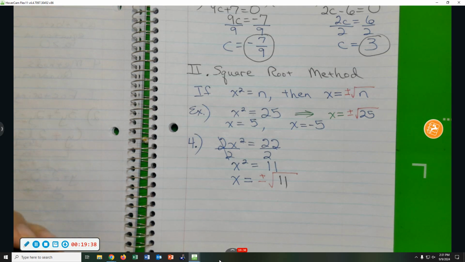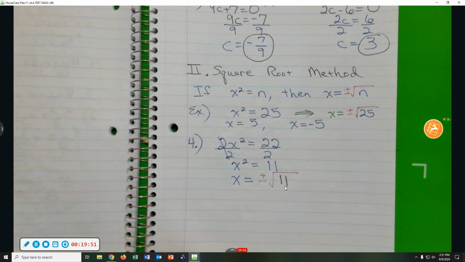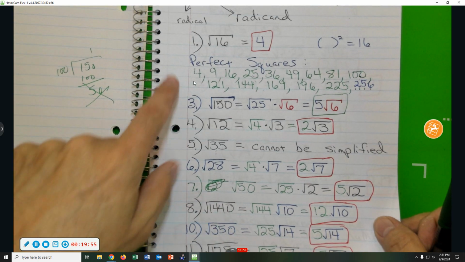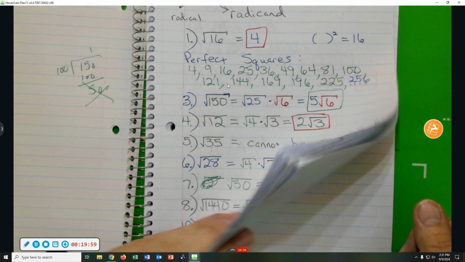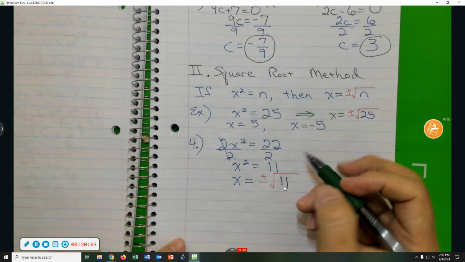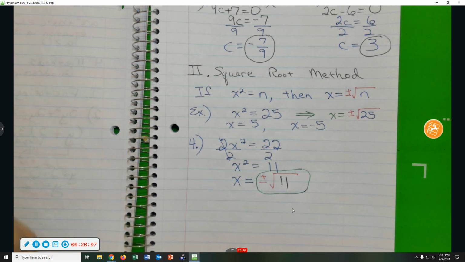What about the square root of 11? Is 11 a perfect square? What's the largest perfect square that divides evenly into 11? Is there one other than 1? 4, 9, no. Go back to the first day of class. Is there a perfect square that divides evenly into 11? So can we reduce the square root of 11? There's what you're going to type in: a plus or minus square root of 11.